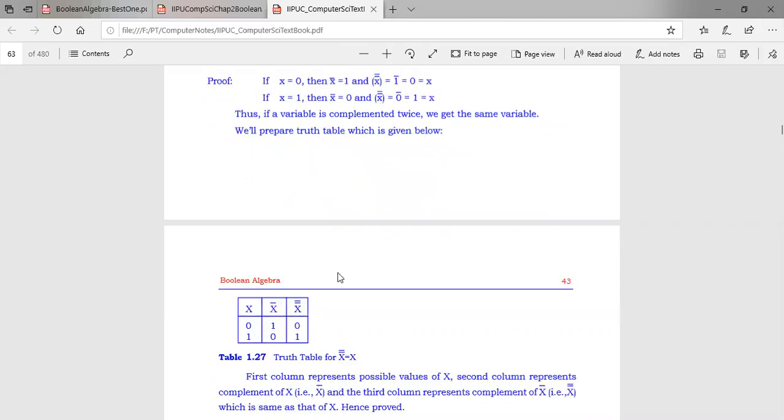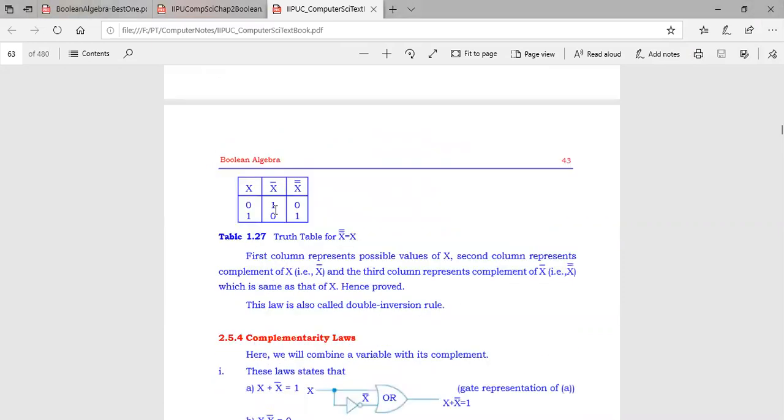Now we shall prove using the truth table. Look at the truth table. One is x, the second column is x bar, the third column is x bar whole bar. X is 0 and 1, only two values. X bar becomes 1 and 0, and x bar whole bar becomes again 0 and 1. When you compare this last column with the first column, what you are observing from the TT is x bar whole bar is equal to x.